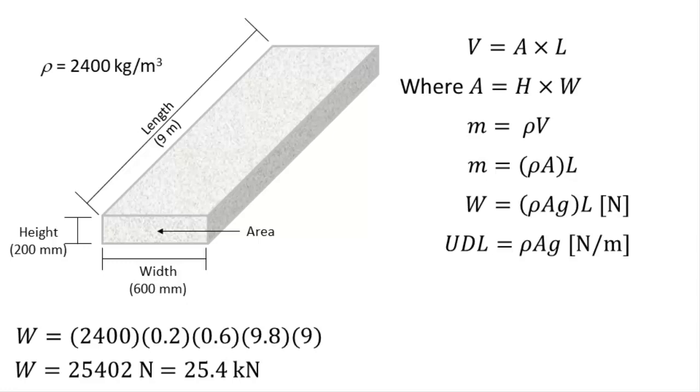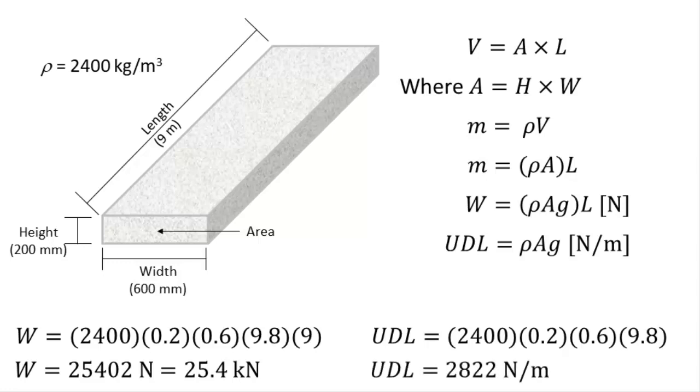The UDL is found by doing exactly the same calculation except that we leave out the length. So the UDL is density times area times gravity, and this gives us 2,822 newtons per meter, or 2.8 kilonewtons per meter. So if this slab was sitting on top of a beam that supports it, for example, then the slab will be exerting a UDL of 2.8 kilonewtons per meter along that beam. Another way of saying it is that the beam has a uniformly distributed load of 2.8 kilonewtons per meter acting along its length.